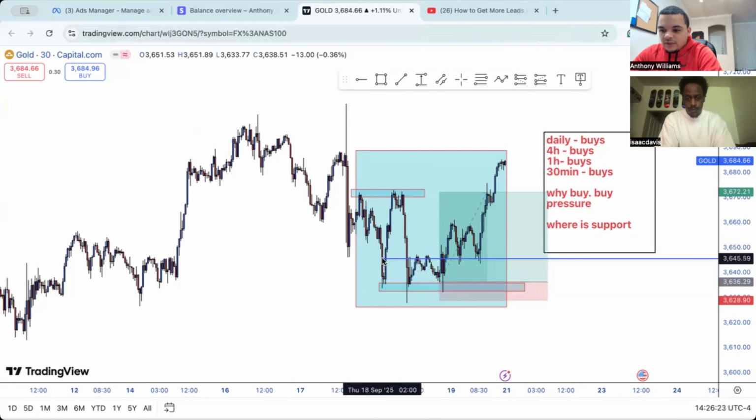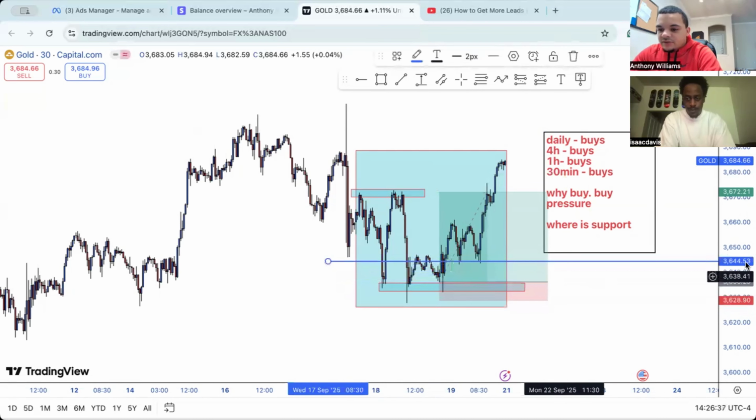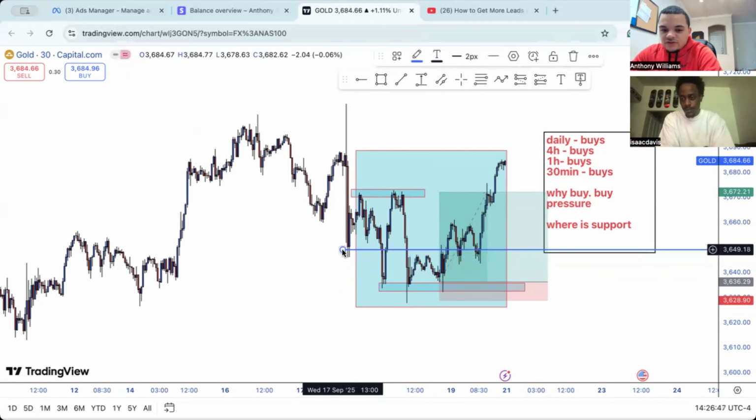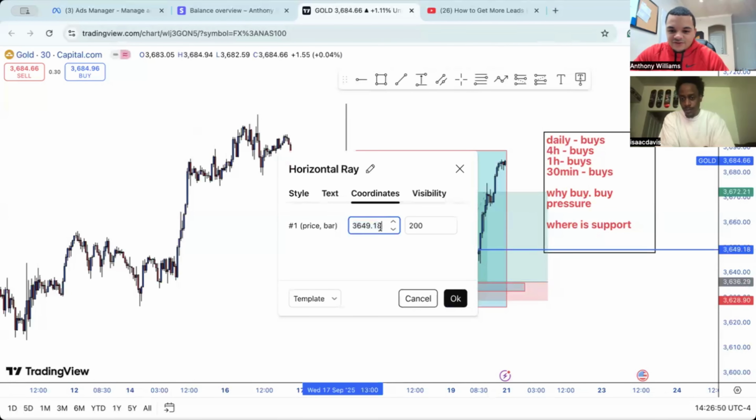I don't trade gold like that. So do you see where I'm looking? On the corner, where the numbers are, 3646. Yeah, that's where I'm looking. It's hard controlling it. I usually just do this. I was trying to control it manually, but I'll just do it this way.